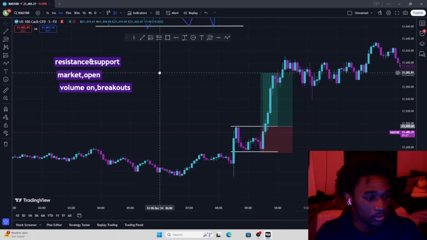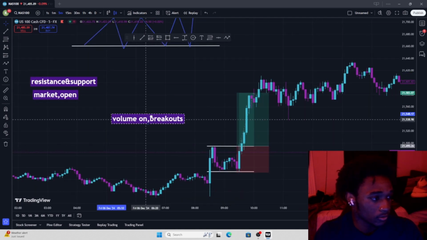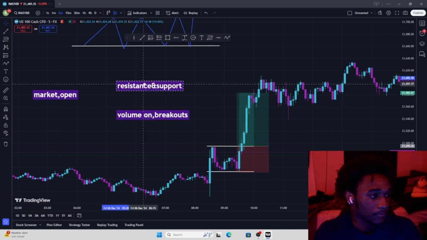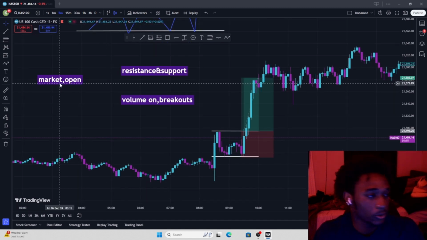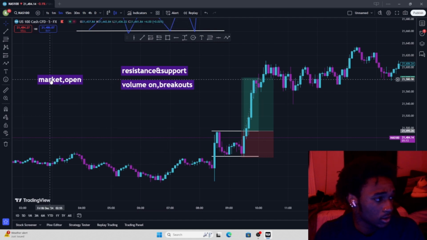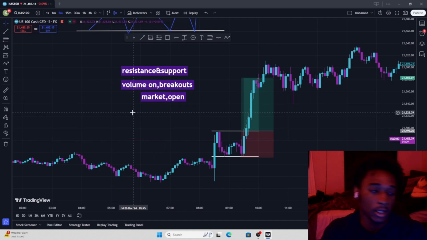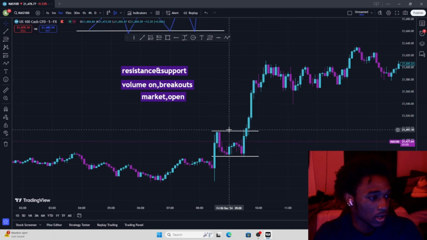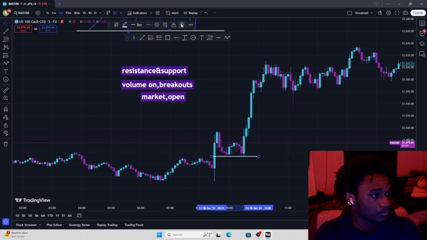So basically that's why volume is important. You're definitely gonna want to have volume. That's basically the main important thing. The other thing is resistance and support, obviously, because you're gonna want to see your breakout of either one. And the other thing is gonna be the perfect timing, which is at market open or anything after. Right? So I'm just gonna break down this trade and show you guys basically what it is.